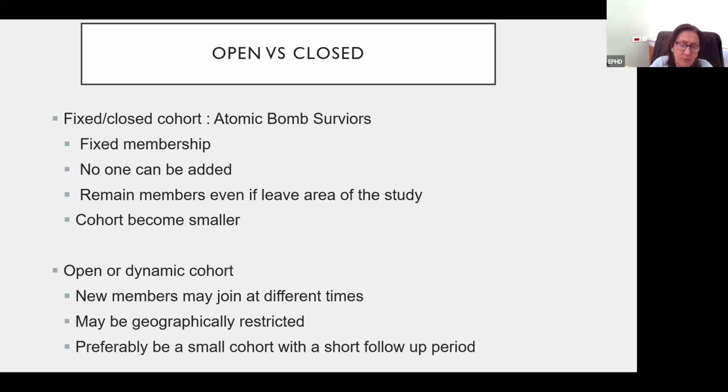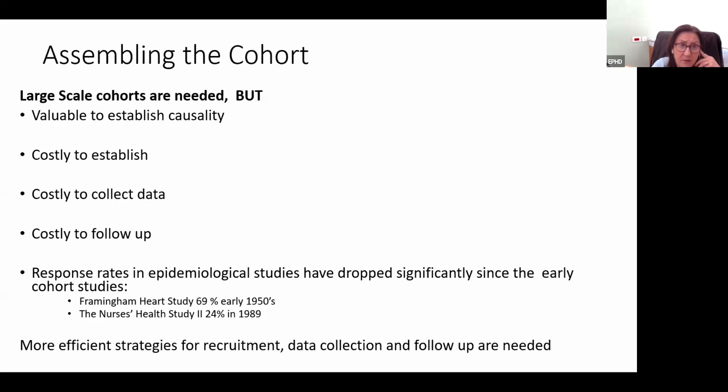So we add new members to keep a good number of people in the age group 65 and above, so we wanted a dynamic one. So we replenished the cohort. It still could be geographically restricted, and it could be small or short period of time. It depends. Usually with an open cohort, there's no rule that it should be small or long, small or short. But the issue is that when you have a dynamic one, and if you have a large one, it will be too difficult to handle, and it becomes a little bit complicated to analyze.